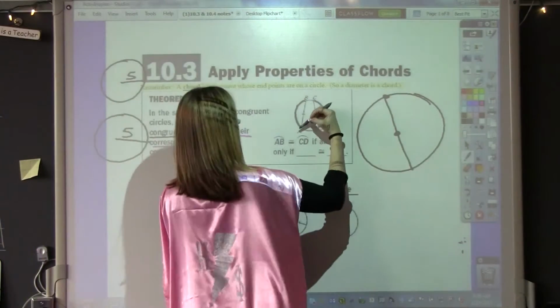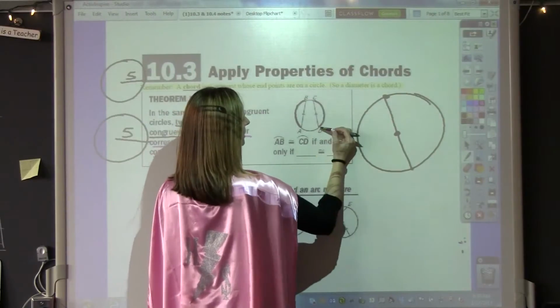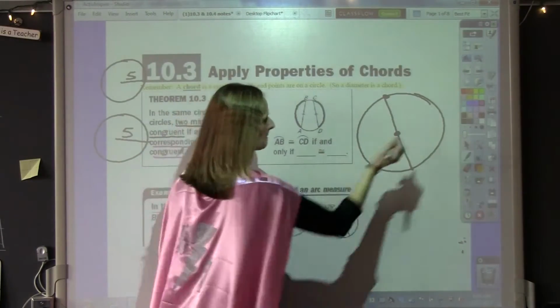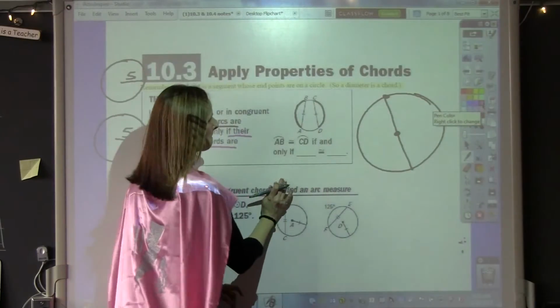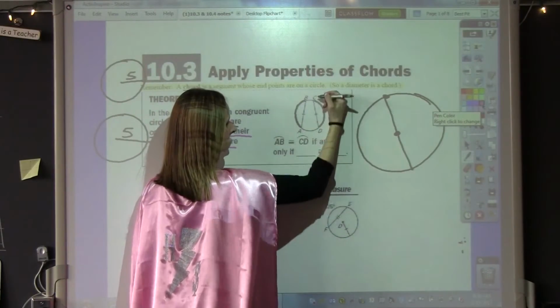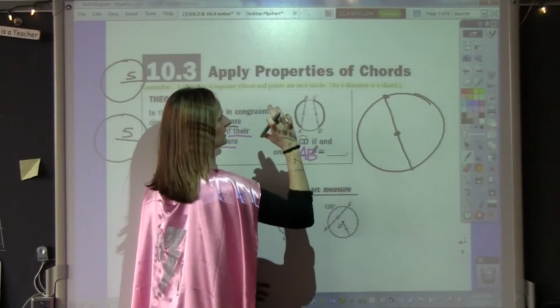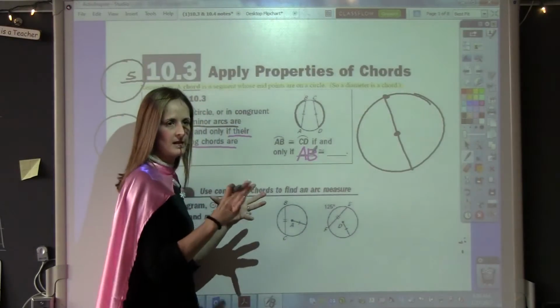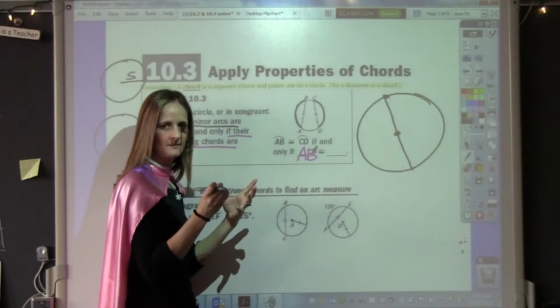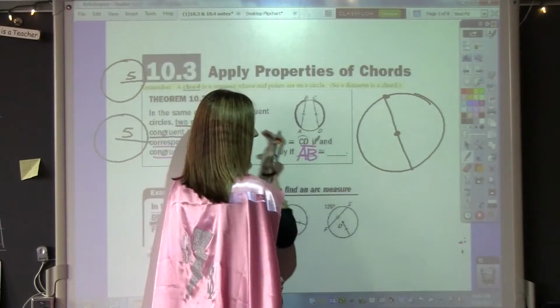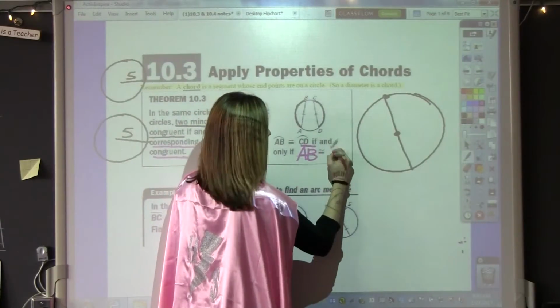So if arc AB is congruent to arc CD, then what do we know? Chord AB equals chord CD. Now we're talking about the line segment AB, not the length of the segment. So what do I need to put on top of that AB? A line. Okay. And then we'll call this DC.